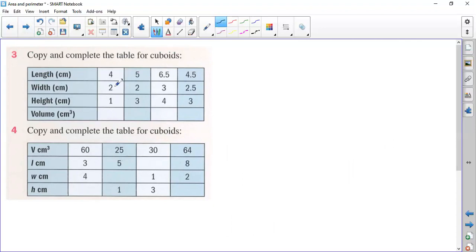It means you will multiply all of them, like 4 times 2 is 8 times 1, and this one will be 8 centimeters cubed. In the same way, you can complete the others. In the second one, it is given volume, length, width, and height. So volume is 60, length and width are given. You have to find the height, which means height will be 60 divided by 3 times 4, which is 12. 60 divided by 12, which is 5. Okay, in this way, you will find the missing length.